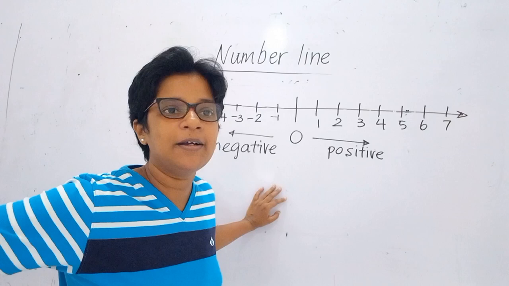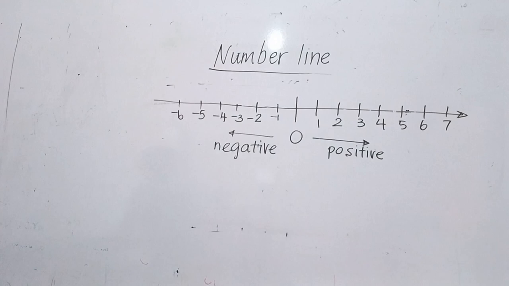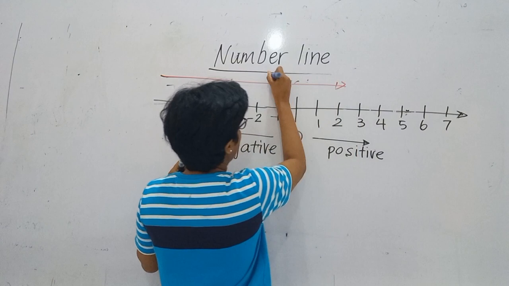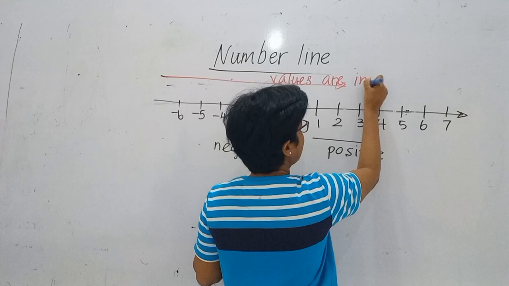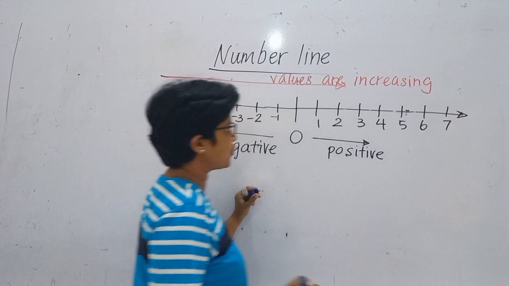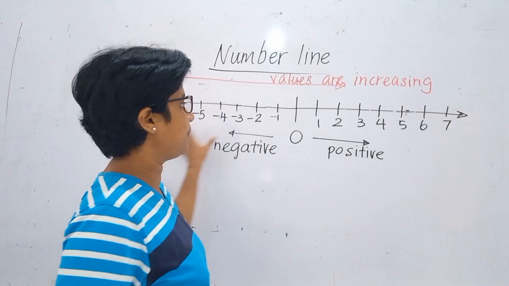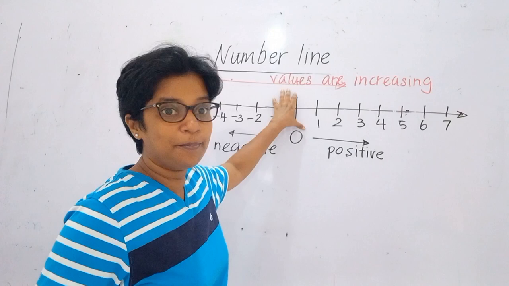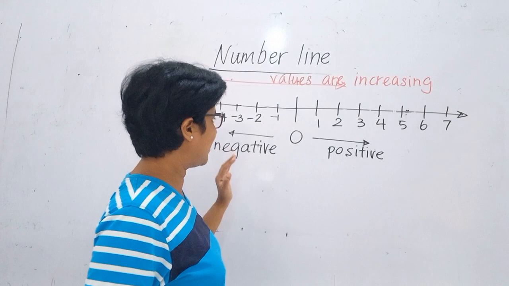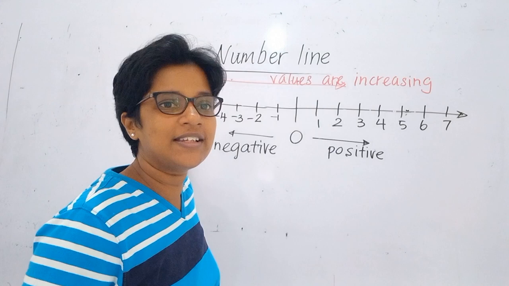Okay. When you compare this, you know that from left to right, values are increasing. You should keep it in mind when we have to compare negative and positive values later. Then this knowledge is very important. You have to keep this matter in your mind. Right? Okay. Now hurry up. Copy down this number line.